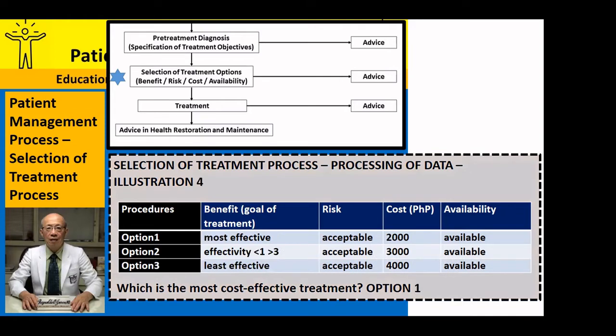Another illustration. Option 1 is the most effective in terms of achieving the goal of the treatment. Then option 3 is the least effective. Assuming that all have acceptable risk, but the prices are 2,000 for option 1, 3,000 for option 2, and 4,000 for option 3. And all of these 3 are readily available. So which is the most cost-effective option or treatment? So option 1, because it's the most cost-effective and it has the lowest cost.